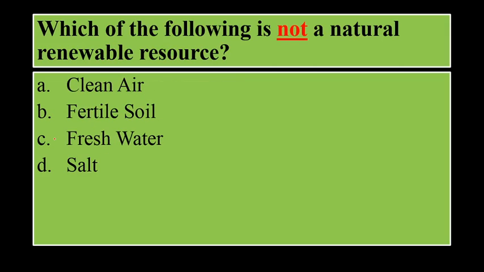Which of the following is not a natural renewable resource? So clean air, fertile soil and fresh water are natural renewable resources, but salt is not a natural renewable resource.